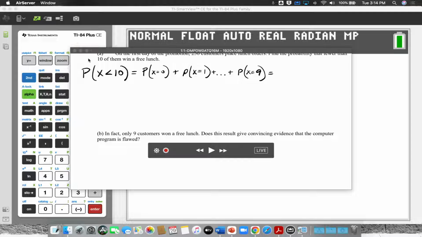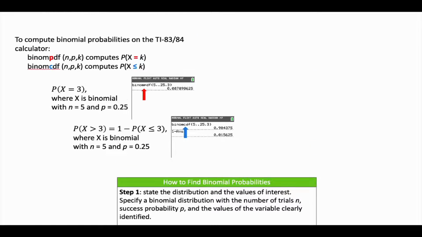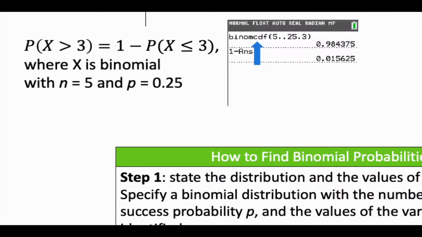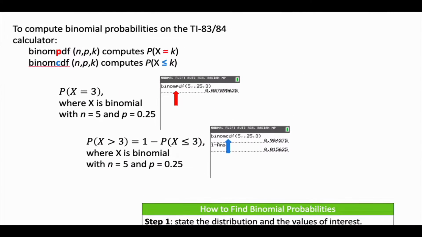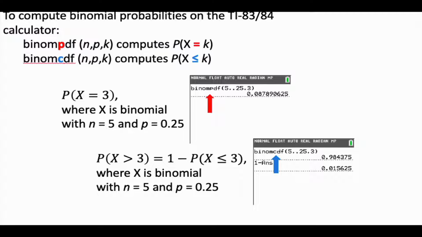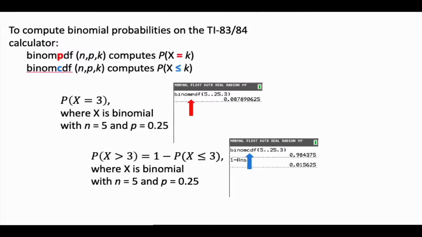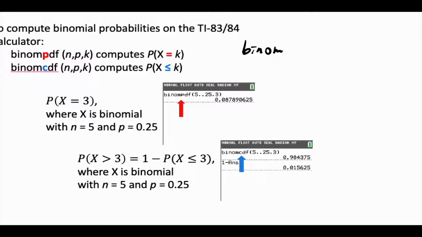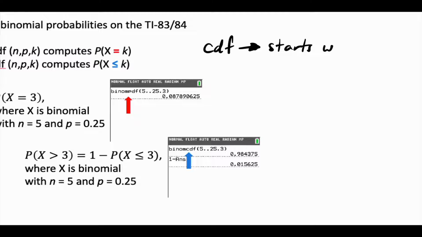Before we do that, CDF always starts with 0. I didn't put that on here, I should put that on here. CDF starts with the probability x equals 0. And then it goes the probability x equals 1, probability x equals 2, probability x equals 3. It goes until we want it to stop. So my question is, when do we want it to stop?